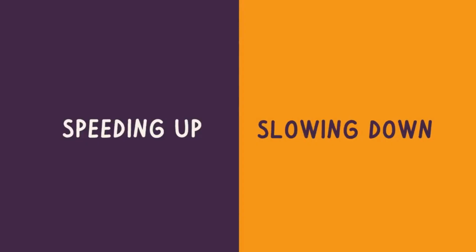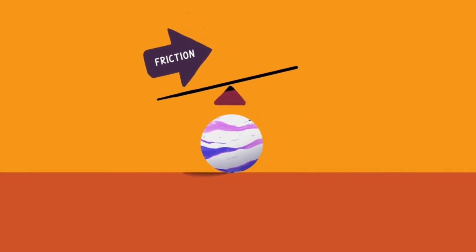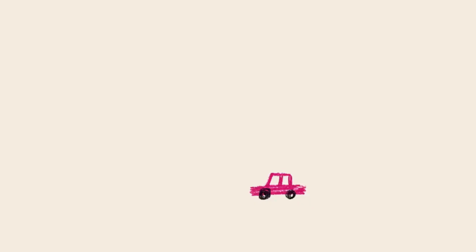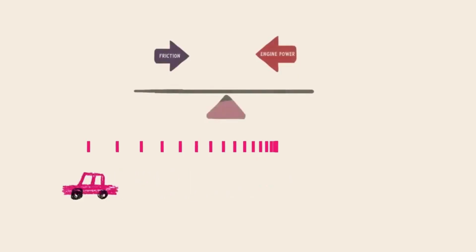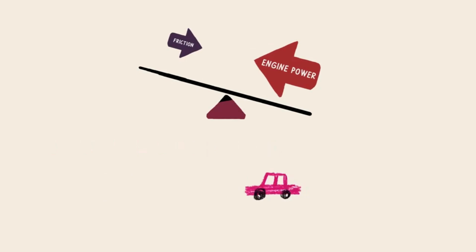So that brings us neatly onto the idea of speeding up and slowing down. Let's look at how they work. This ball was moving and then it stopped. That's because it's got friction acting on it, but no other forces pushing it forward. So the balance is thrown out and we slow down. This car, on the other hand, is stopped and then it starts speeding up. It's able to do this because it's got a whole engine to create force that overcomes the friction. So once again, the forces are thrown out of balance and we speed up.